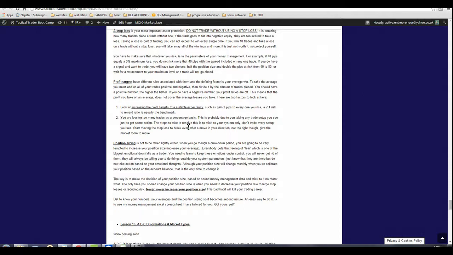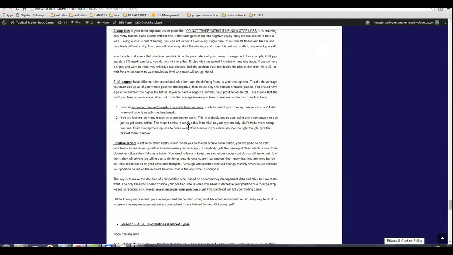You will never get rid of them. They'll always be telling you to do things outside your system parameters. Just know that they are there, but do not take action based on your emotional thoughts. Although your position size will change monthly when you recalibrate your position based on the account balance, this is the only time to change it. Okay? Or to halve it. Okay? Never increase it. So always keep it the same throughout the month unless it is based on the rules previously that you halve your leverage, halve your position size.